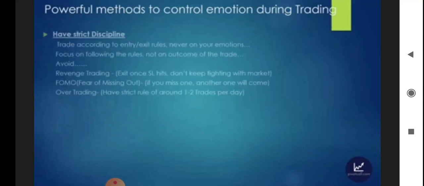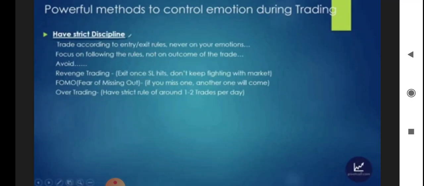Now let me tell you how you can control emotion during trading. First thing is that you have to have strict discipline. Trade according to your entry and exit rules, never on your emotion. Don't trade with your emotion, follow the rules. Focus on following the rule, not on the outcome of the trade. You should avoid revenge trading. Once stop loss hits, you are out. Don't keep fighting with the market.